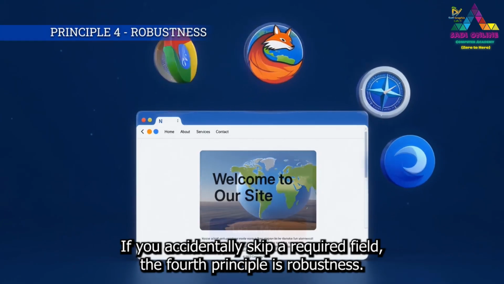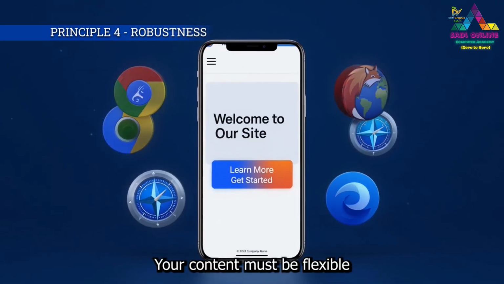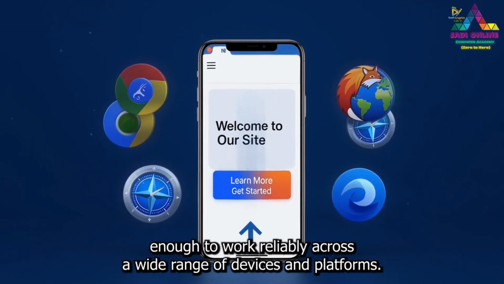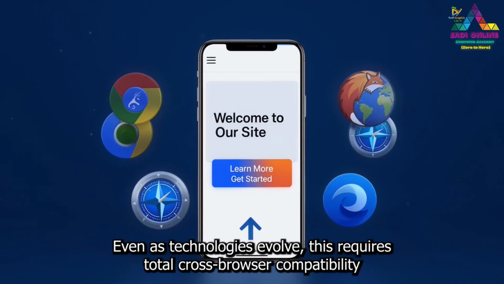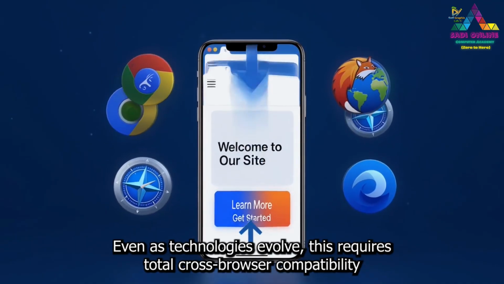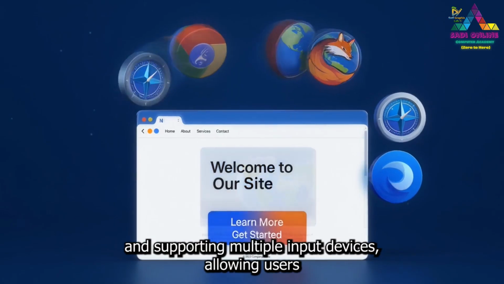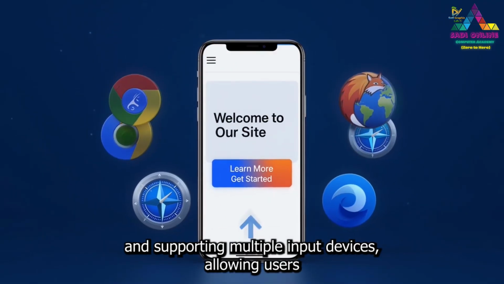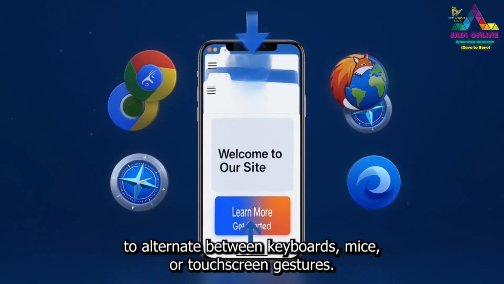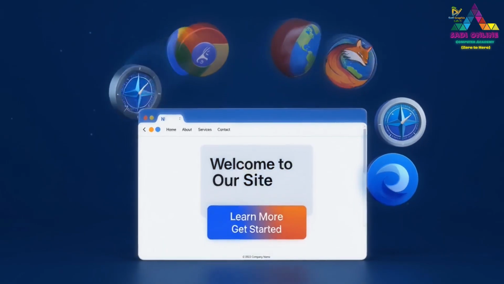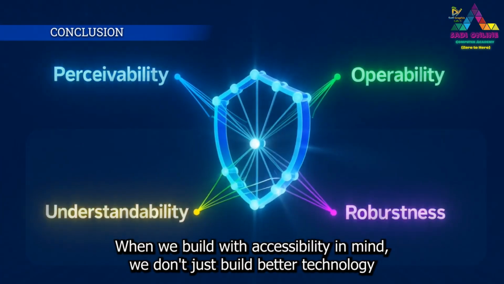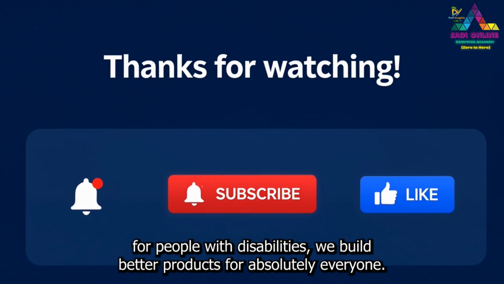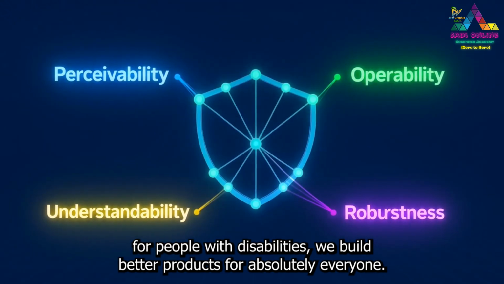The fourth principle is robustness. Your content must be flexible enough to work reliably across a wide range of devices and platforms, even as technologies evolve. This requires total cross-browser compatibility and supporting multiple input devices, allowing users to alternate between keyboards, mice, or touchscreen gestures. When we build with accessibility in mind, we don't just build better technology for people with disabilities, we build better products for absolutely everyone.